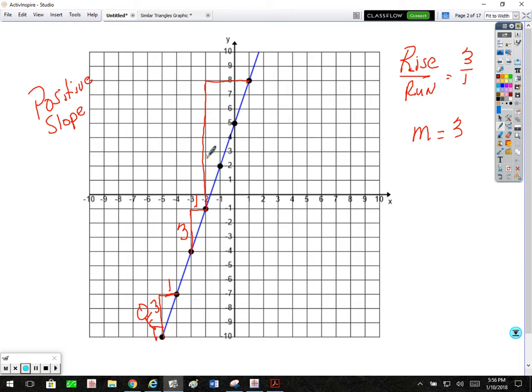1, 2, 3, 4, 5, 6, 7, 8, 9. So the rise is 9. The run is 1, 2, 3. So I have a rise of 9 and a run of 3. If I want to reduce that, the greatest common factor is 3. So 9 divided by 3 is 3, and 3 divided by 3 is 1. So again, 3 over 1 gives me 3. So the slope of this line is 3.